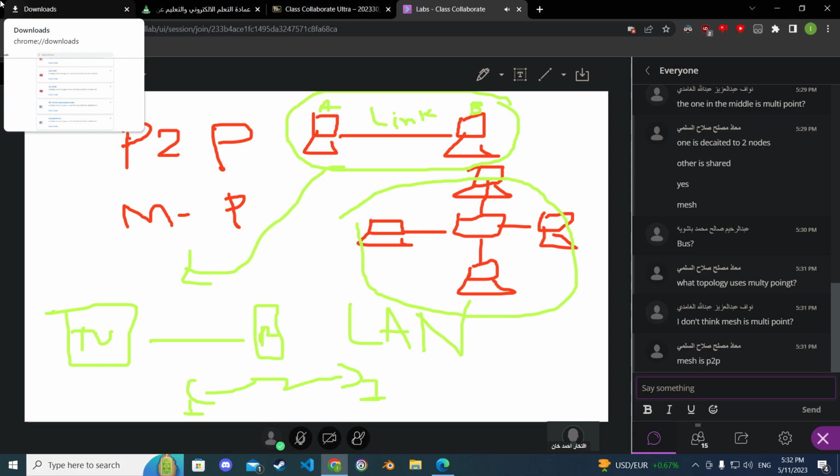So now about the topologies. What is topology? You know, the shape of a network.